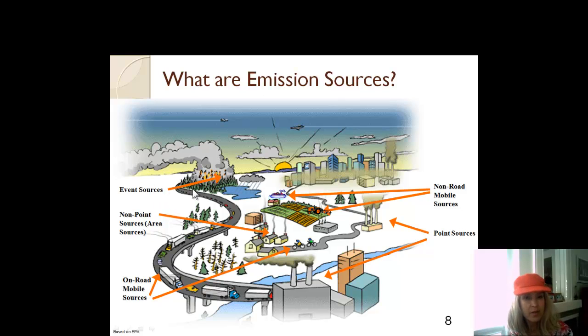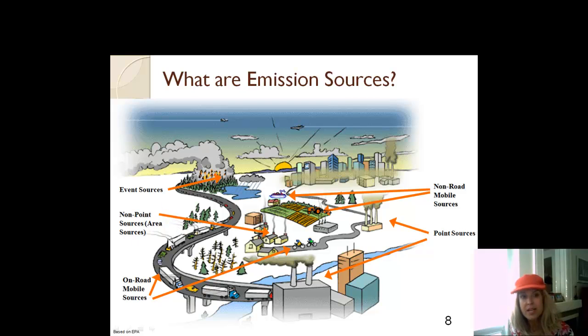Event sources, that's fairly straightforward, and you can see the arrows pointing towards forest fires. Non-point sources, which used to be called area sources, include in this case a cluster of homes that probably are heating with wood smoke. So you might think, well, each of these houses with its little chimney, isn't that a source? It is, but the easiest way to handle a lot of different types of emissions is as a non-point or an area source.